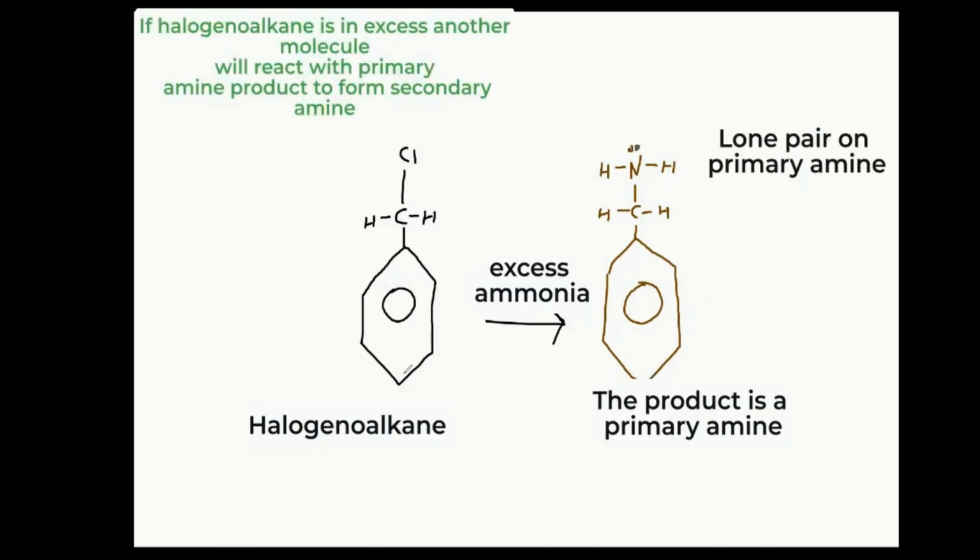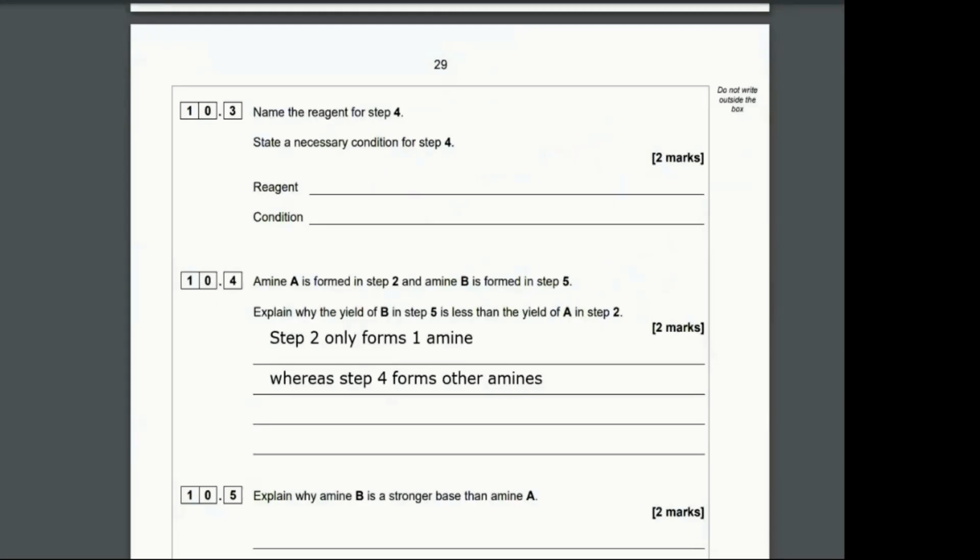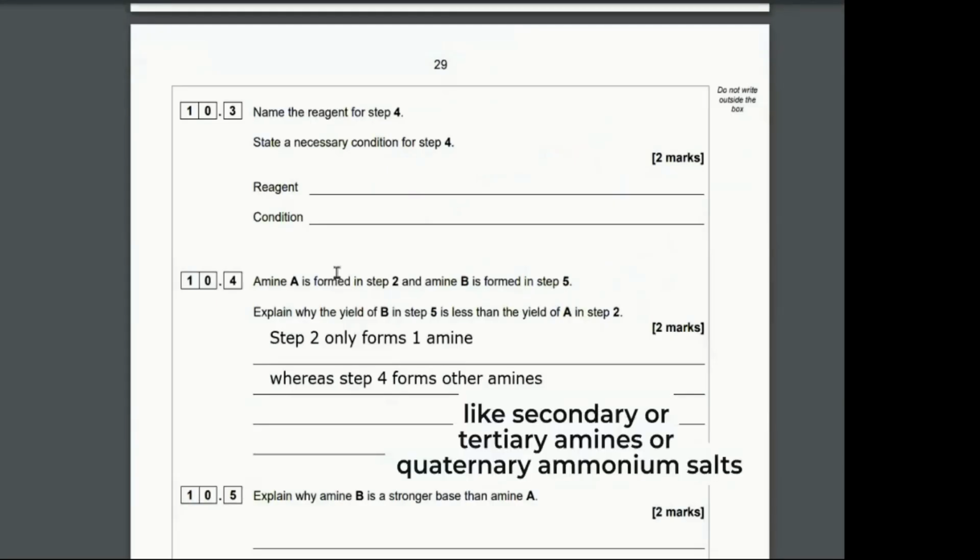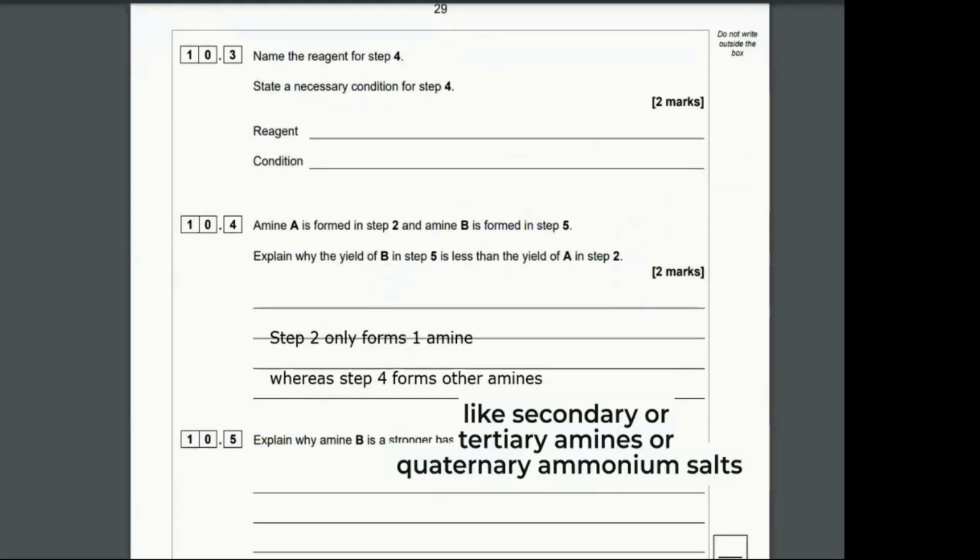What does this mean? This means if we have excess halogenoalkane, more of the reactant there, it's going to re-react with the product, with the primary amine, because the lone pair will be donated to the delta positive carbon. The chlorine will snap off, and one of the hydrogens on the amine will snap off to form hydrogen chloride. But you can see there, you're going to get a secondary amine. And then you can further react that to get a tertiary amine or a quaternary ammonium salt.